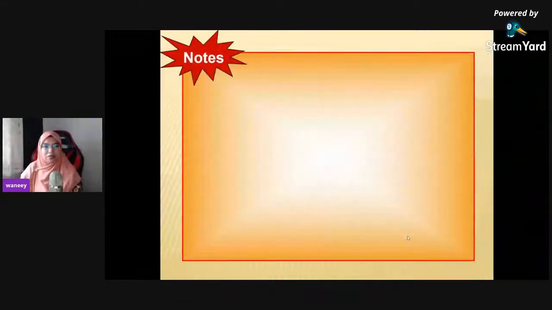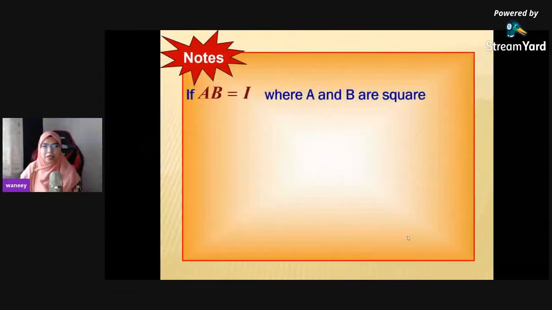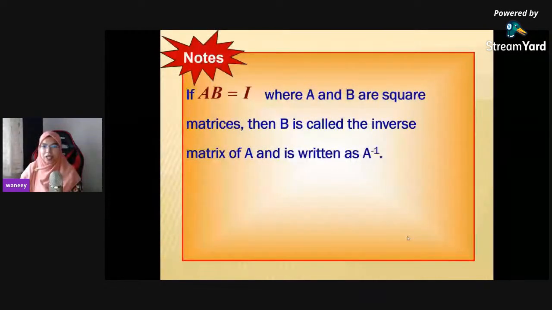Okay, so now if AB equals I, where A and B are square matrices, then B is called the inverse matrix of A and is written as A inverse.